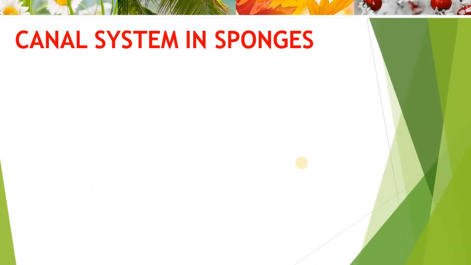Canal system in sponges. The body of the sponges is traversed by numerous canals opening to the outside by minute pores. These canals and pores of the sponges constitute the canal system. The other components of the canal system are ostia, incurrent canals, prosopiles, radial canals, apopiles, spongocoel, and osculum.